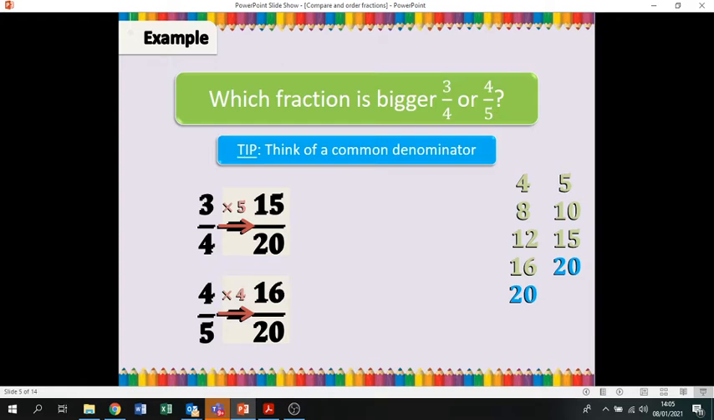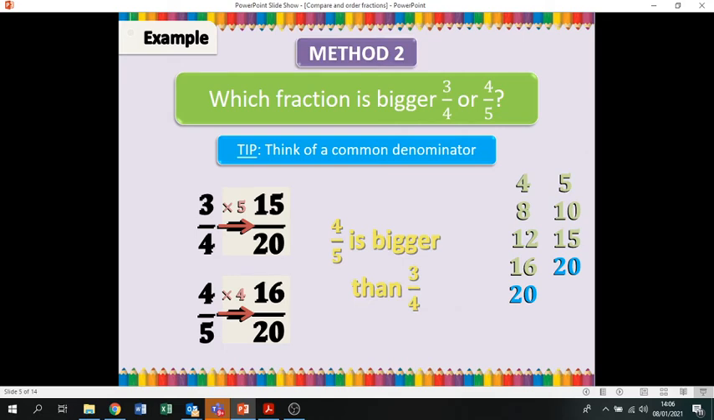Now that the denominators are the same, you've got 15 over 20 and 16 over 20. These are much easier to compare. So we can see that the biggest fraction is 4/5, because that is 16 over 20, whereas 3/4 was 15 over 20, and 16 is bigger than 15, okay? So that's method 2, and that's the method that I want you to get used to using. That's the mathematical way of doing it, okay?